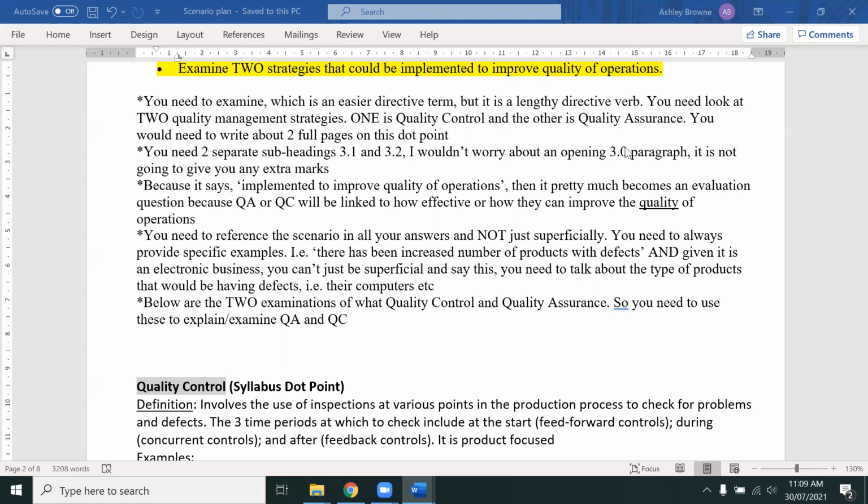I wouldn't really worry about a 3.0 opening paragraph. You're welcome to, but for kids who can't write much, do a 3.0 opening paragraph, which is just talking about what quality management means and identifying that there's quality control and quality assurance that you're going to discuss. But kids who write a lot, you're not going to get extra marks for that opening 3.0 paragraph, except it makes your essay look longer. So for kids who can't write a lot, probably a good thing.